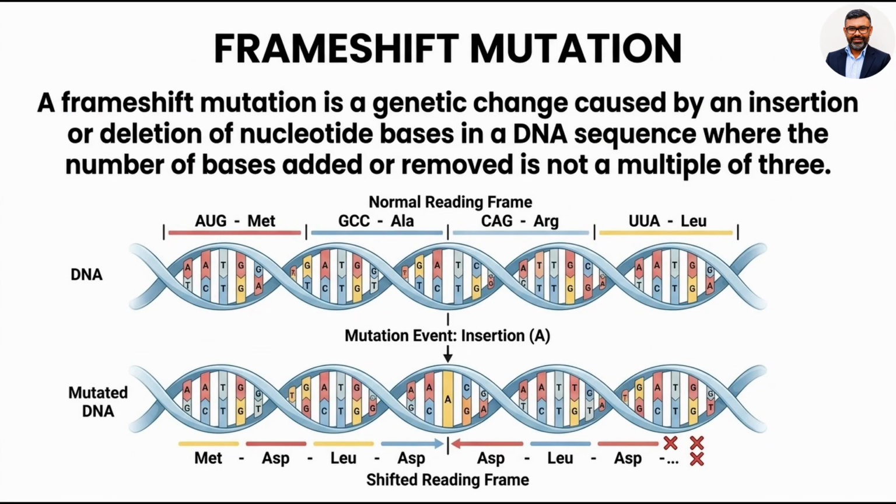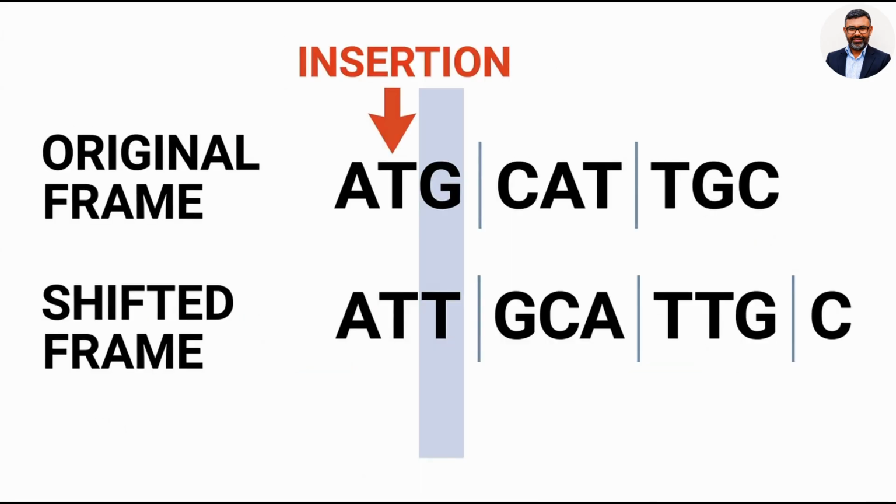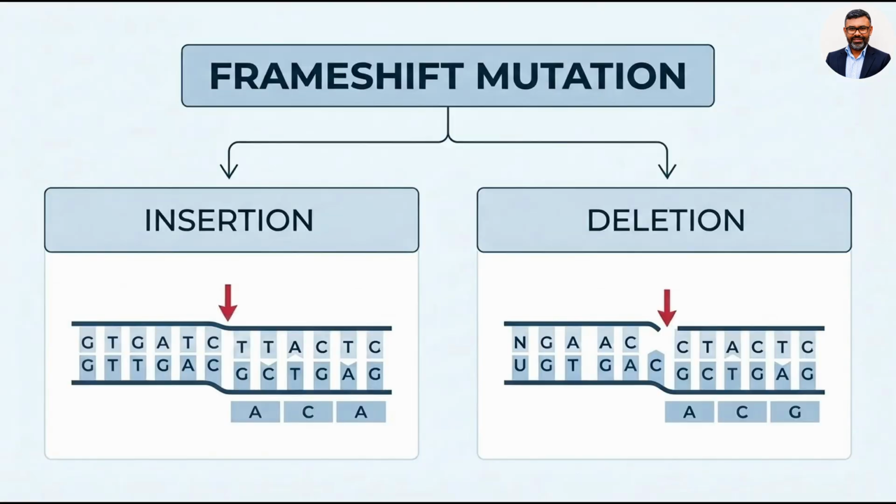Now, the second type of mutation is frameshift mutation. Imagine that DNA, or a genetic message, is read in groups of 3 bases. If one or two bases are inserted or deleted, the reading frame changes from the point of insertion or deletion onward. Therefore, the addition or removal of just one nucleotide can completely change the downstream codons. This is called a frameshift mutation.